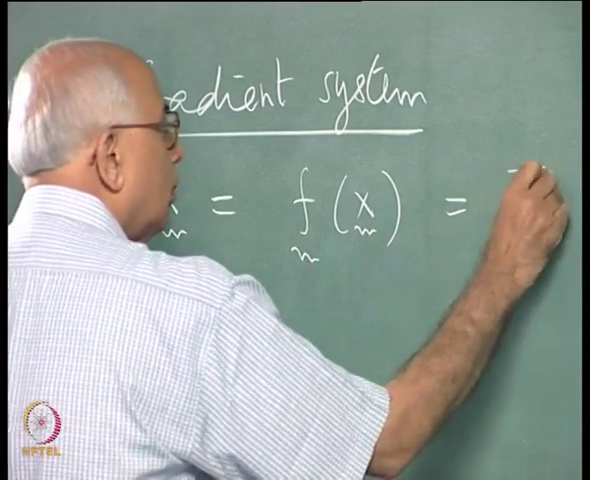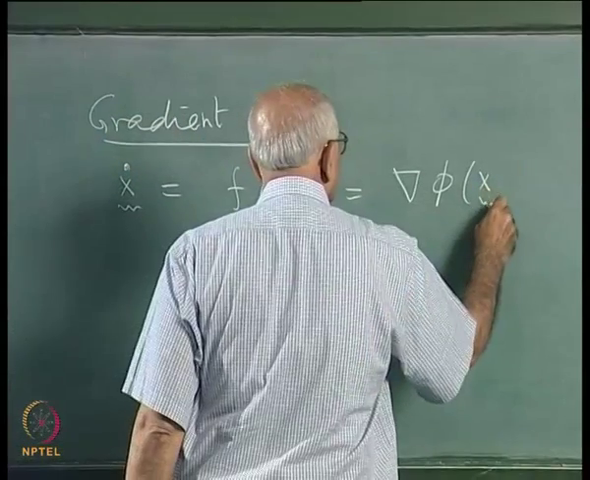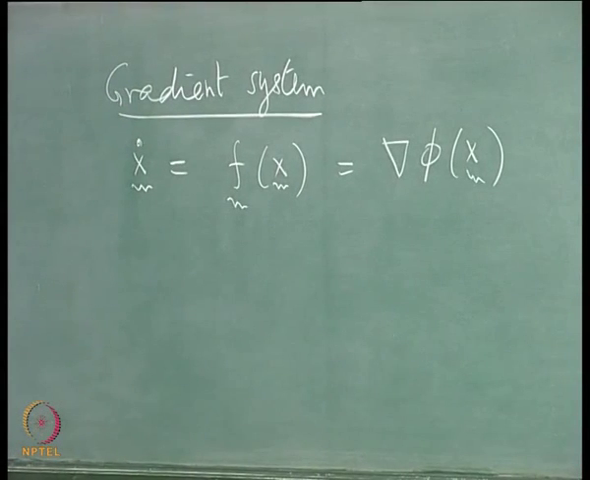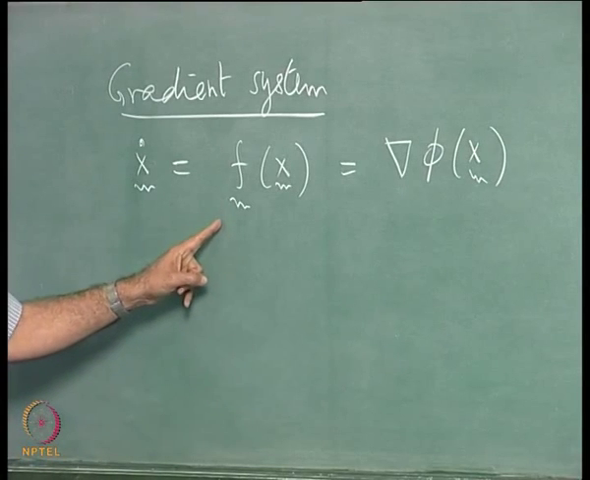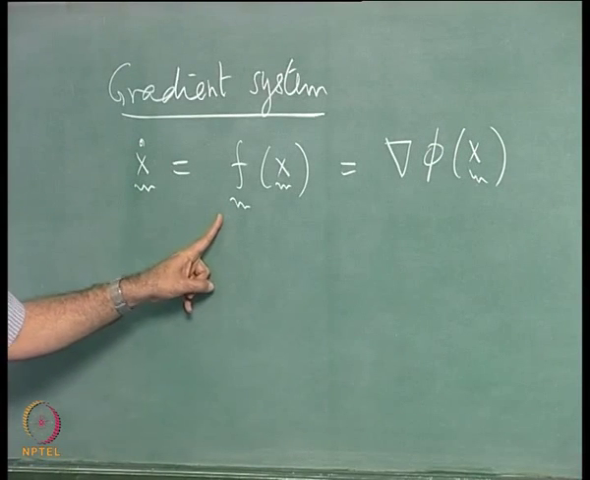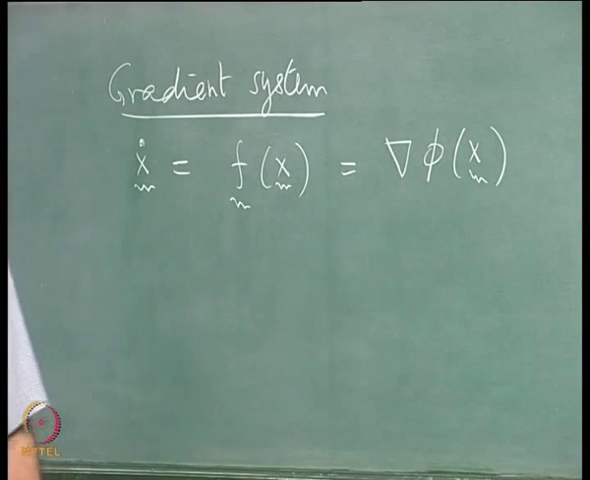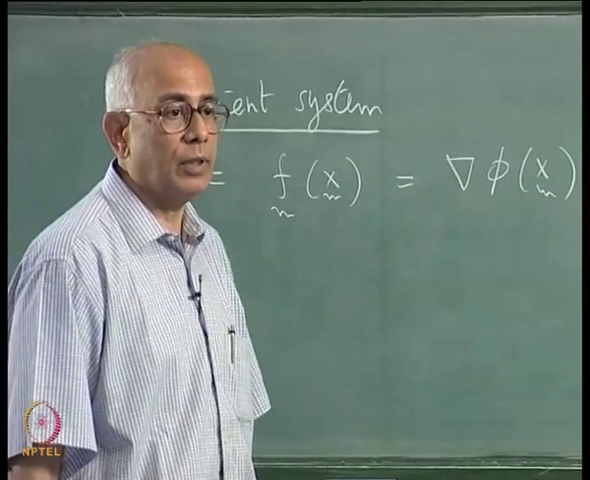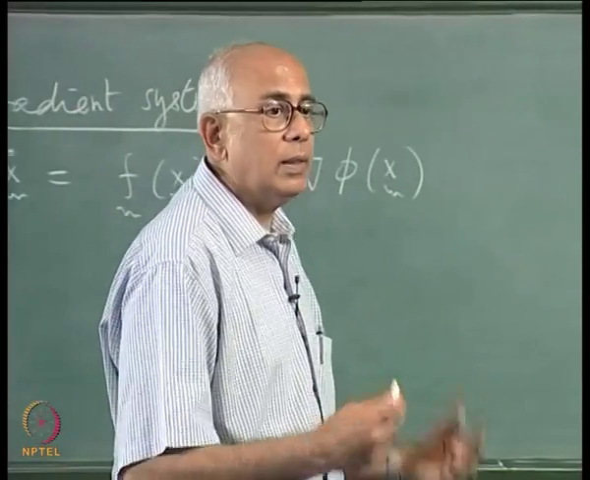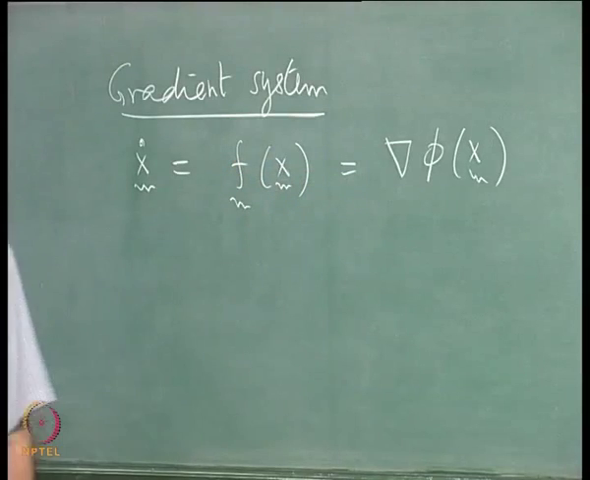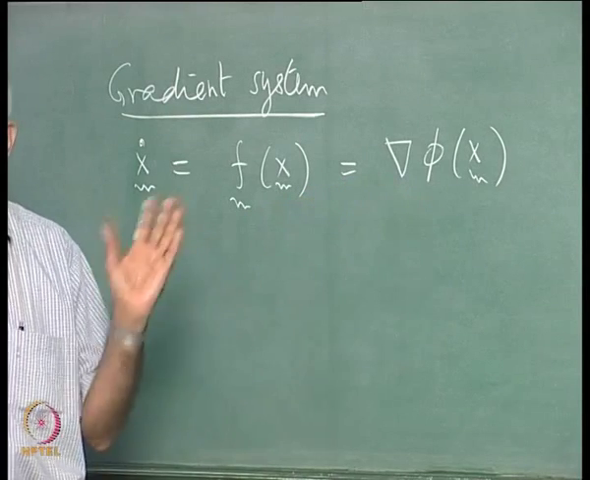If this vector field is of the form the gradient of some scalar function phi of the variables x, I call this a gradient system. What's special about it, of course, is that instead of specifying a vector field, which means all its components, n functions f1 through f sub n, we need to specify just a single scalar function phi, and all the components of f are determined in terms of this single scalar function phi. So clearly it is a very special kind of dynamical system. Not all dynamical systems can be written in this form, but those that can clearly enjoy a little superior status among dynamical systems, because a single scalar function suffices to tell you the flow at all points.